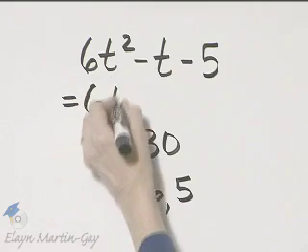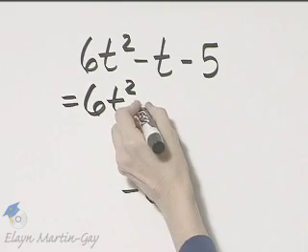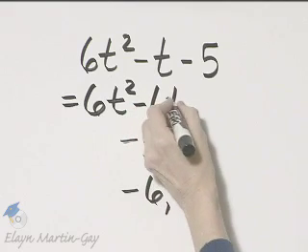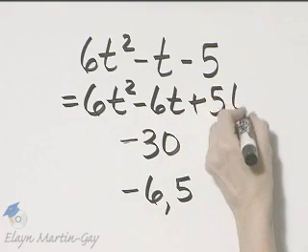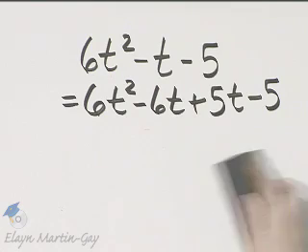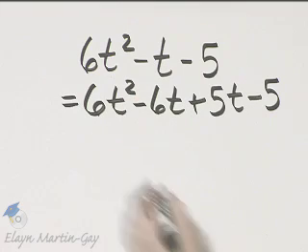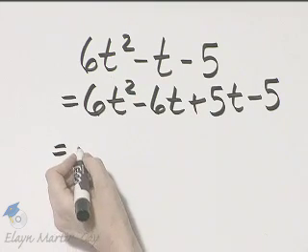So remember what you do. You rewrite the middle term using these coefficients. So that's -6t plus 5t minus 5. And I've rewritten, but I haven't changed because -6t plus 5t is still -1t or -t. But now let's factor by grouping.